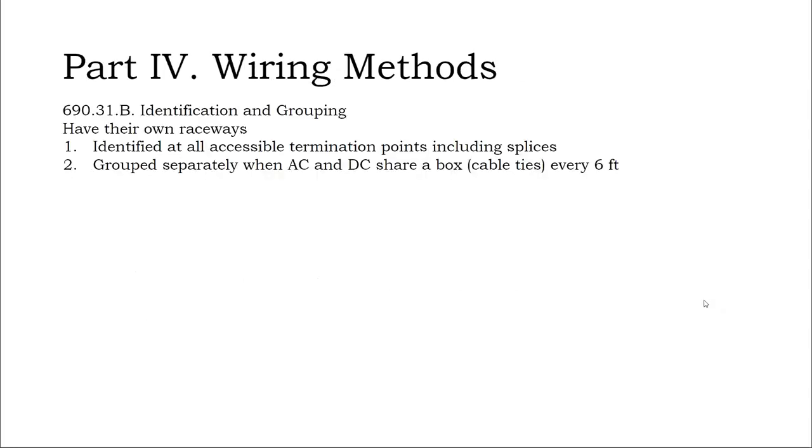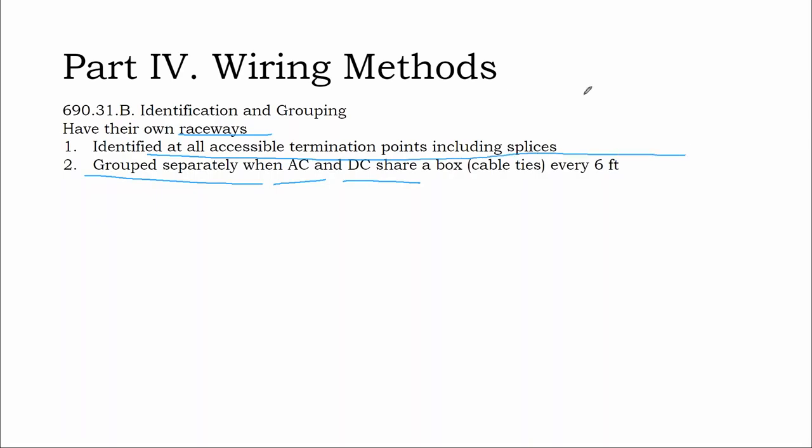So for identification, solar circuits need to have their own raceways. They can't be combined with other loads. They need to be kept to themselves, but that can include the AC and DC conductors. When sharing a box, there doesn't even need to be a barrier. They just have to be grouped separately. So you can't have the AC conductors tie wrapped with the DC conductors.